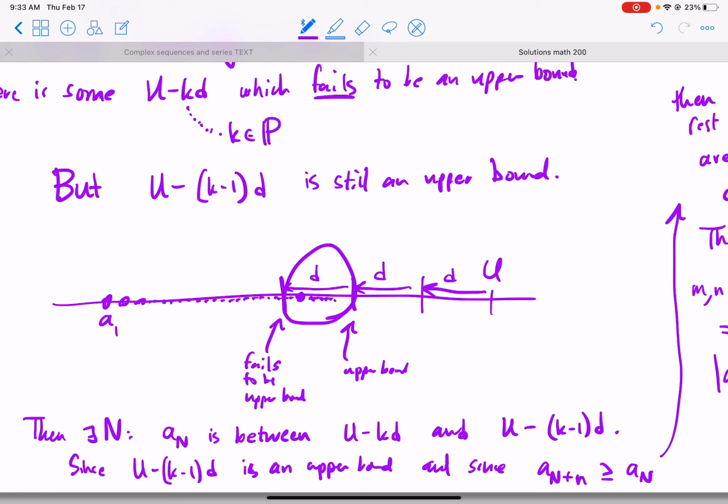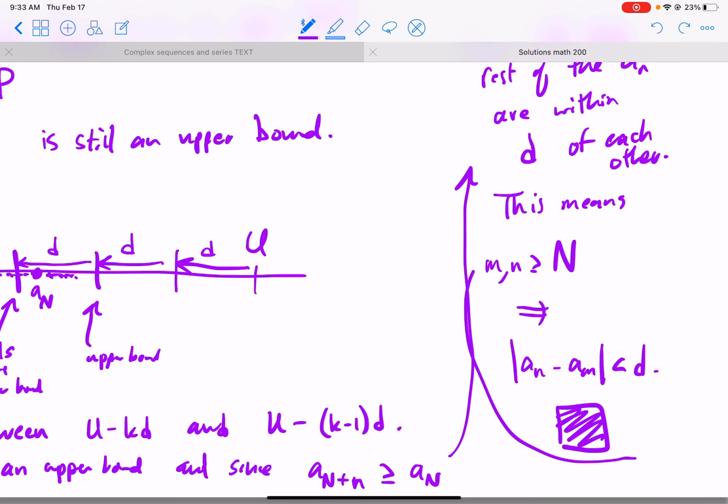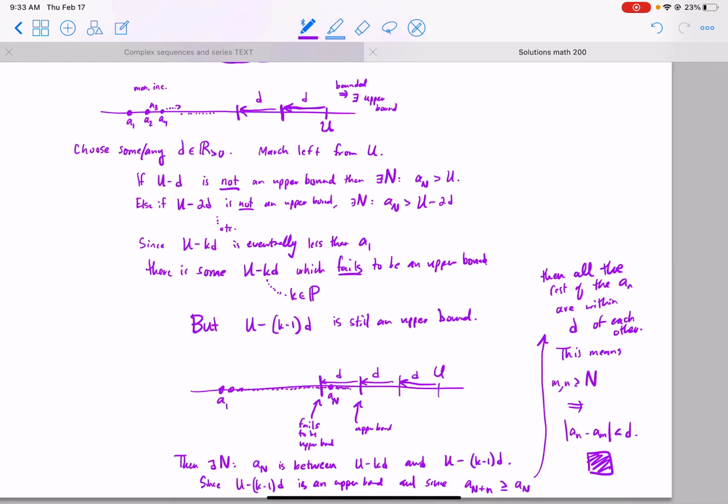But if everything is trapped there after a certain cutoff, this a sub capital N, that demonstrates the failure of this line to be an upper bound, well, then we're done. We have that everything else is bigger than a sub capital N, but smaller than this last upper bound. And so it's within d of each other. That's it. Okay, that was a recap.